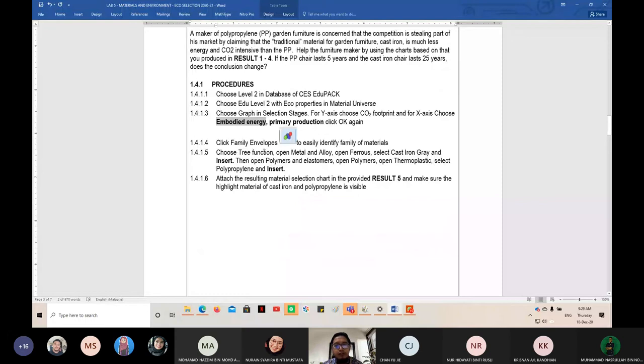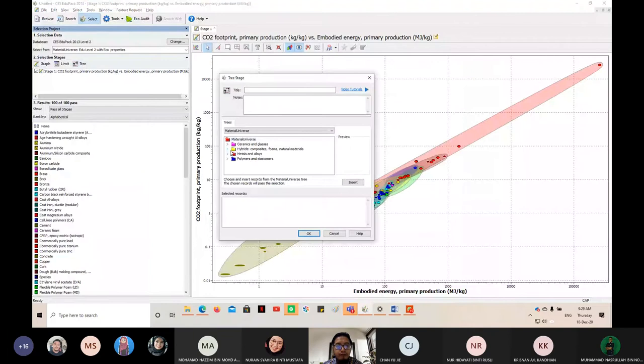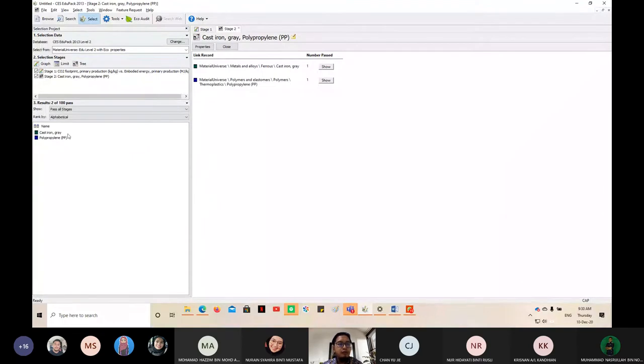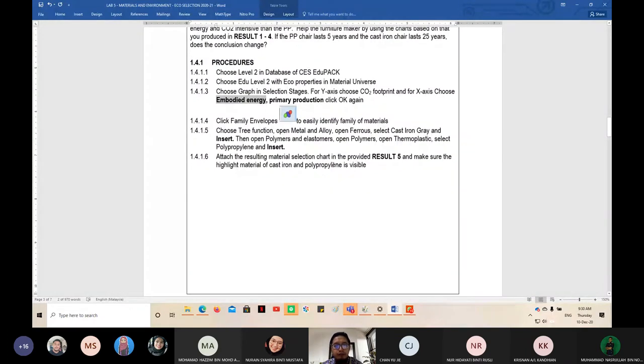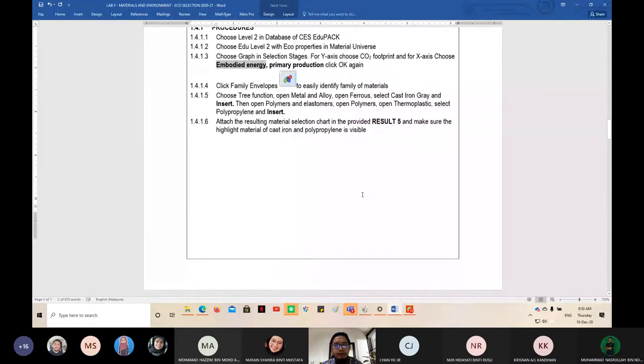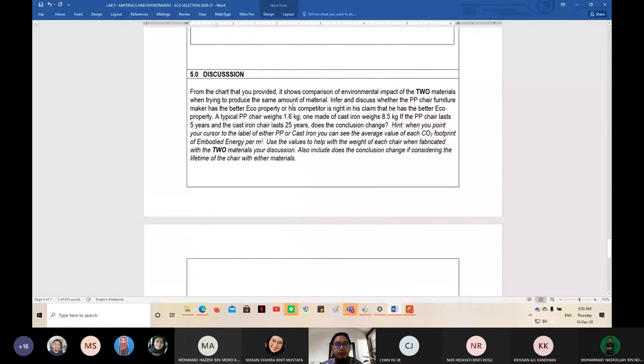Okay, so choose three functions: open metal alloy, open ferrous, cast iron, gray, and then we choose polymers and elastomers, open polymers and open thermoplastic, and select PP. We select first cast iron, gray, and then PP. We choose PP, insert. Okay, so we are left with just these two materials, cast iron and PP visible. Okay, so we paste in the selection chart.